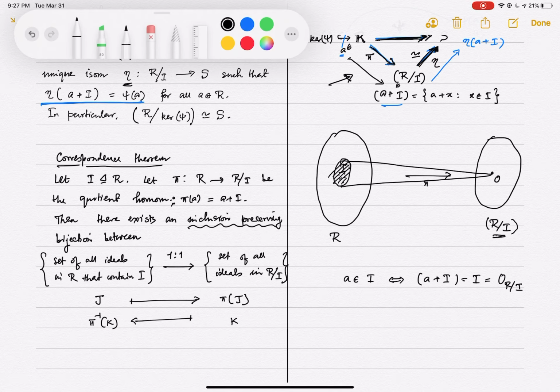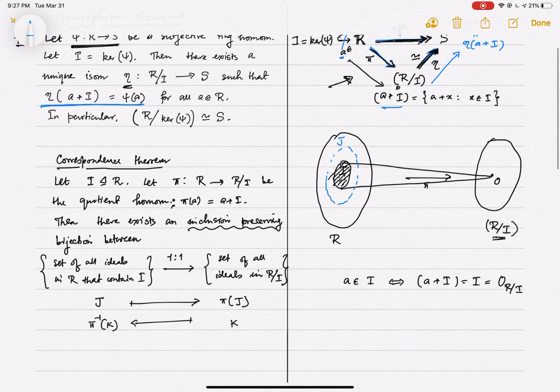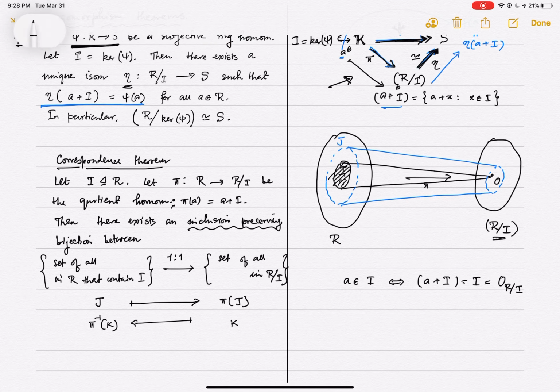What this correspondence theorem is saying is that if you give me an ideal J that contains I, then applying pi, I get an ideal on the right hand side. And if you give me a bigger ideal, I'll get a bigger ideal on the right hand side, etc. Furthermore, one could replace the word ideal on both sides by subring. The same statement holds. So what this is saying is that when you go from R to R mod I, you sort of forget what was happening inside I.